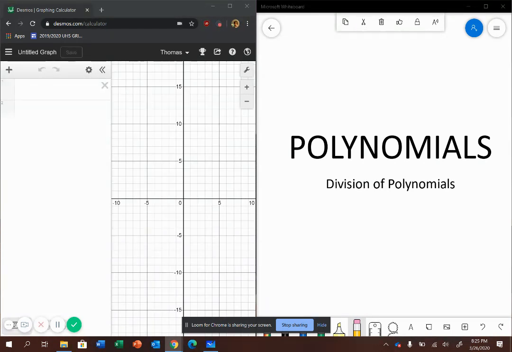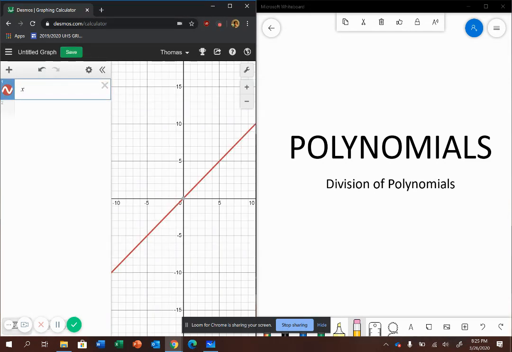It'd be a good time to introduce some graphs into the mix here so we get a better understanding of what is going on with polynomials as they get more and more complex, or as they increase in degree. So I just have Desmos open here, and if I type in x, basically what that's doing is it's graphing the line y equals x.